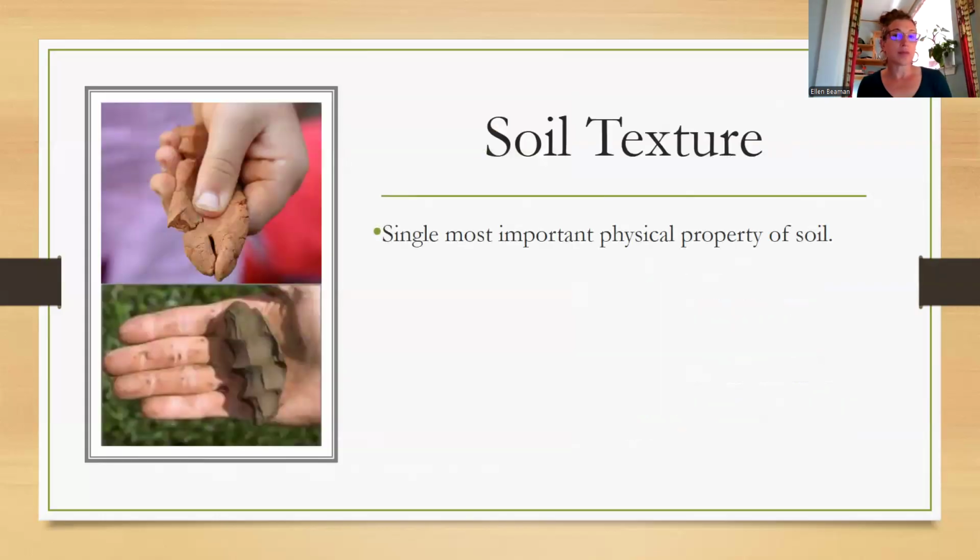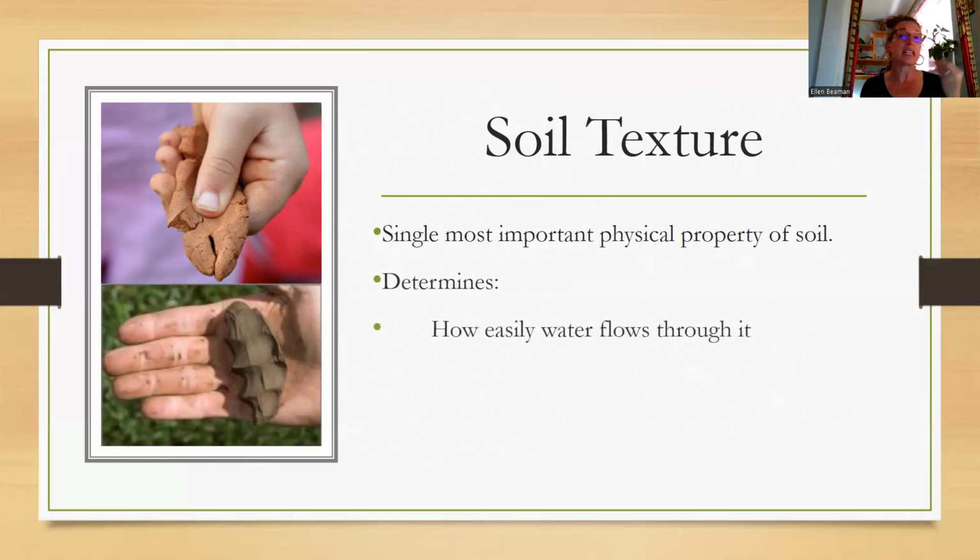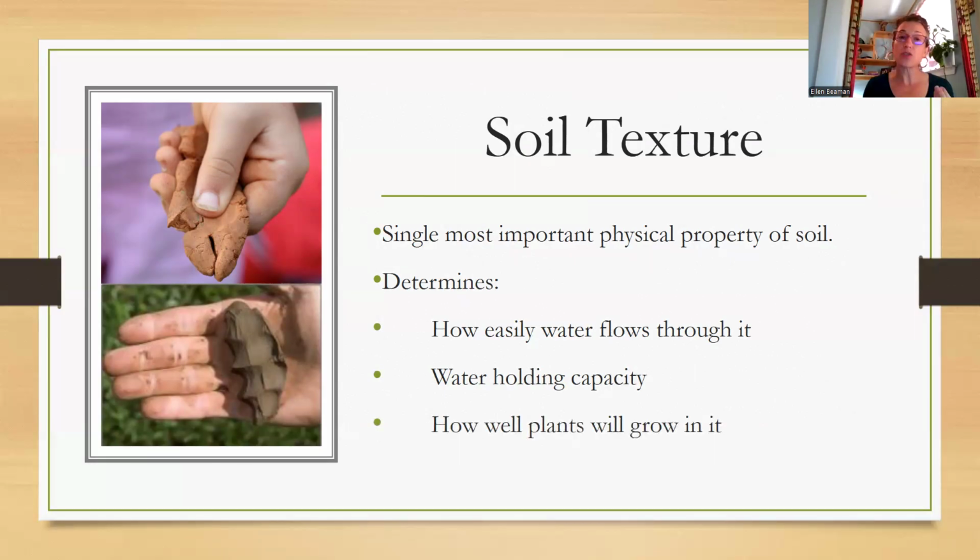So soil texture is the single most important physical property of soil. Soil has physical properties that can be determined with our five senses. And then they have chemical properties that can be tested for through chemicals and labs and things like that. So the soil physical property of texture is determined by touch. The texture will determine how easily water flows through the soil, how well water is held in the soil, and how well plants grow in it.